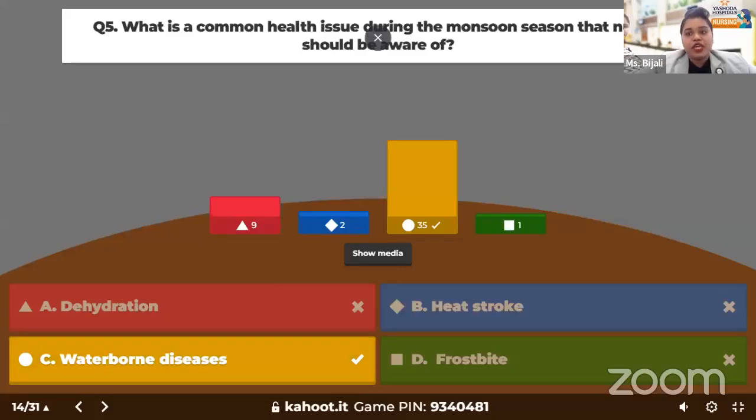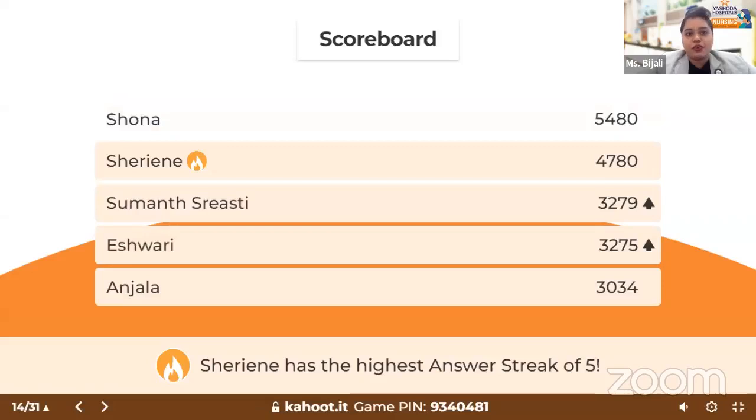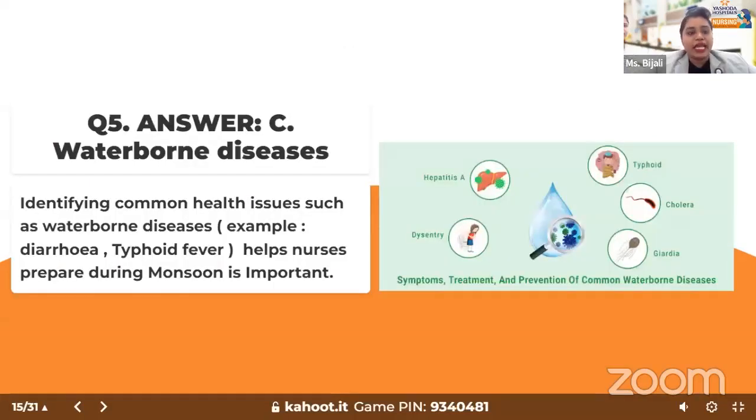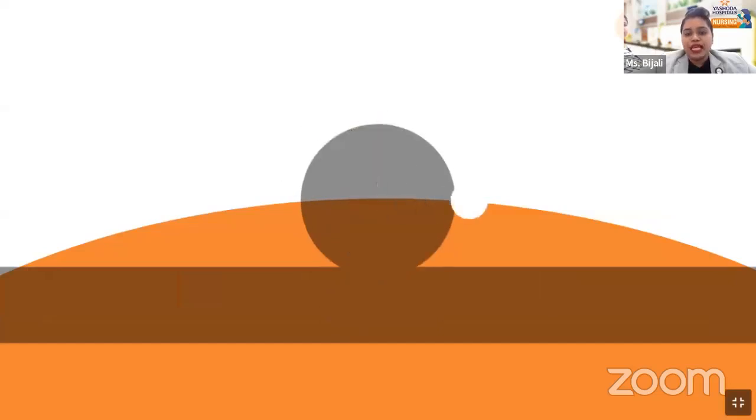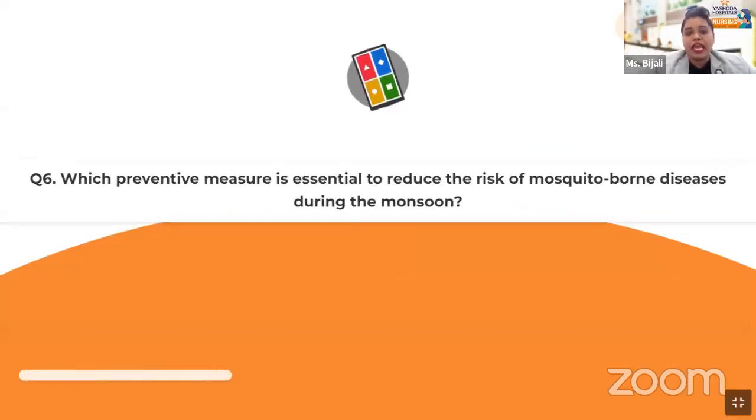Okay, so next we can see who has stopped in. Here we can see again, Shona came up. Next is Sherin. Then Sumant Shreti. Next, the rationale is identifying common health issues such as waterborne diseases, for example diarrhea and typhoid, helps nurses prepare during the monsoon, which is important. Okay, next is again a quiz. Here you have the double points, so please ensure you play carefully.